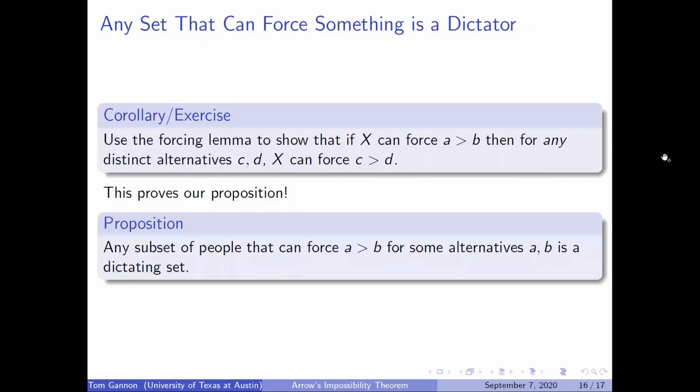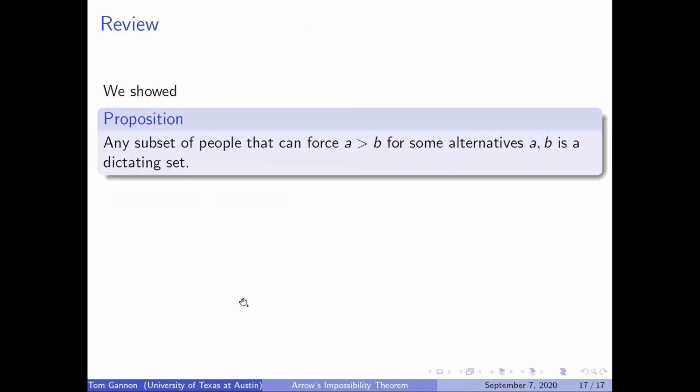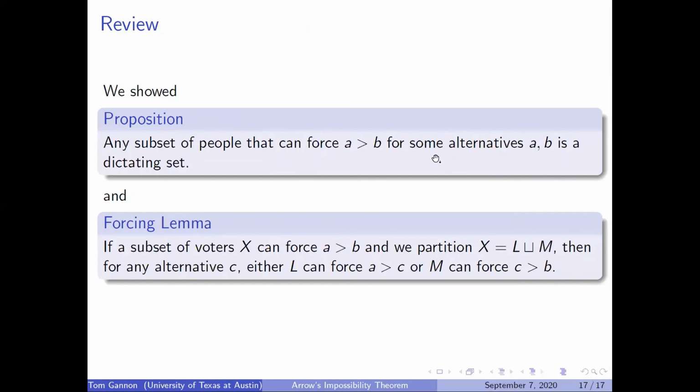So we've actually proven our theorem already, but just for some kind of conceptual framework, we'll review what we proved. We showed the proposition, which was that if you can force some alternative over some other alternative, then you're a dictating set. And we showed the forcing lemma, which was just that if you divided your room, then one subset of the division can force something. So that subset has to be a dictating set. And so now, we just keep dividing the room and finding the dictating set between the two. Like if there's 100 people in the room, you could divide it in half. You could also pick one person on the left and 99 in the middle or something. Whatever works for you. But either way, we've proven Arrow's impossibility theorem.